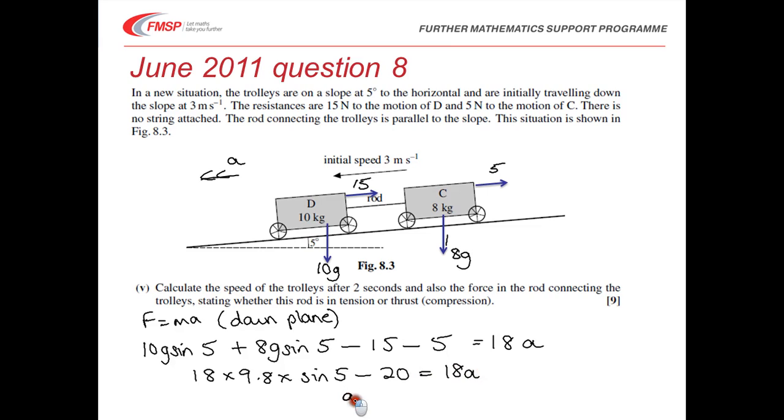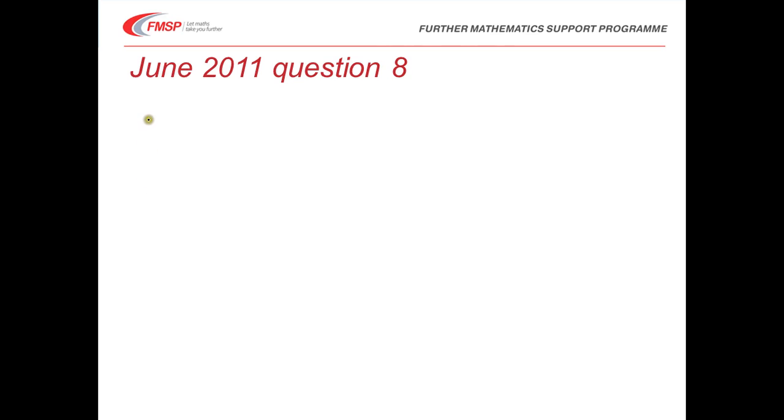And if you put that in your calculator, we actually get minus 0.2569. Keep that full value in the calculator because we're going to need to use that later on. So now we know the acceleration, we now want to know the speed of the trolleys after 2 seconds. So remember, the initial speed was 3. So initial speed 3, acceleration is that value that we've just got. Use the full value. We want it 2 seconds later, and we want to know what the speed is.